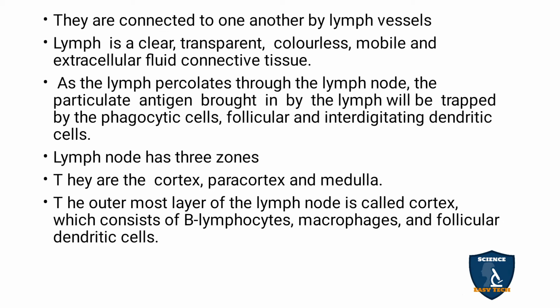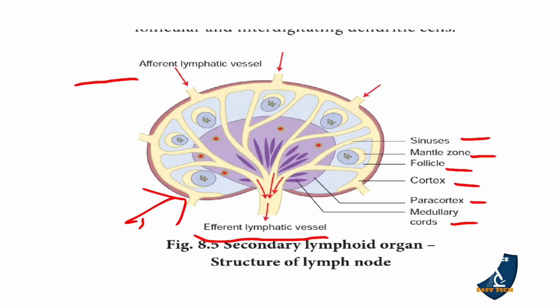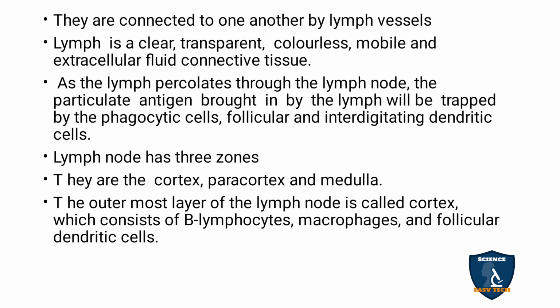So, the lymph node has 3 zones that we have discussed now. Here you can see the cortex, paracortex and medullary cords. So, these are the 3 zones. Okay. So, that is what they have given here.